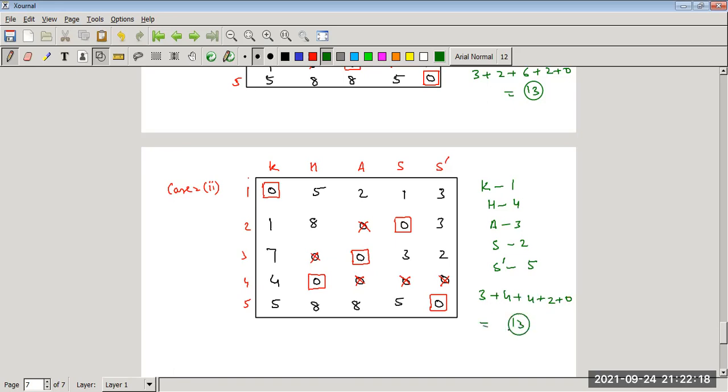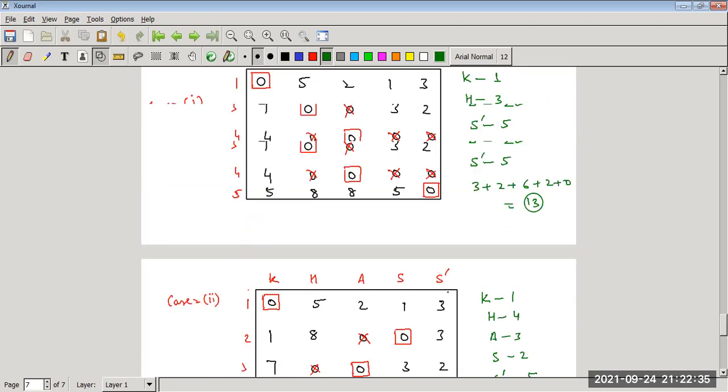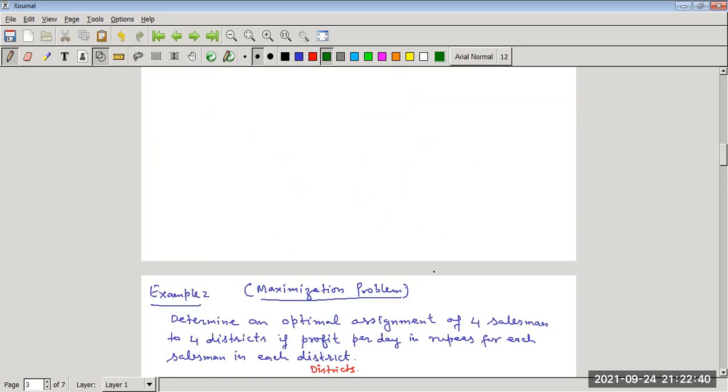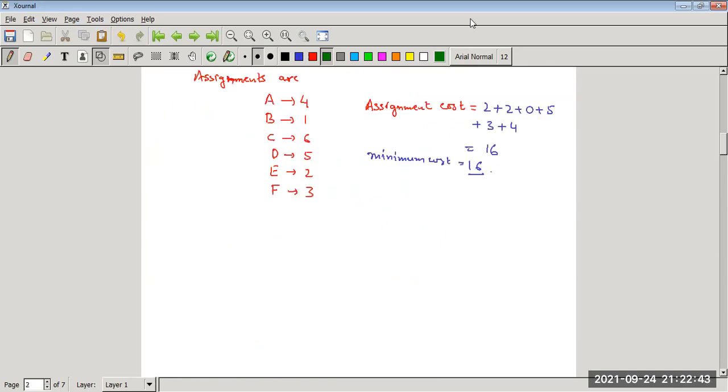So what you observe is the minimum cost remains same, but we have multiple options to assign the job to different persons. So such type of problems are called multiple optimal solution problems. So in today's lecture, we have discussed unbalanced assignment problem, then maximization problem, and after that we have discussed multiple optimal solution. So I think we have done all the concepts related to assignment problem.